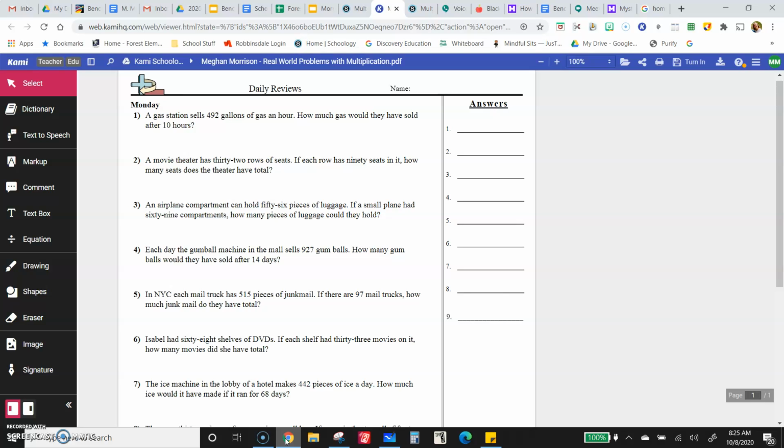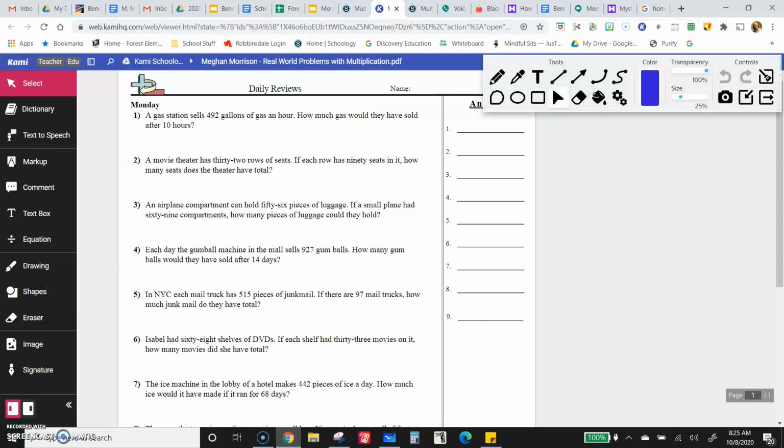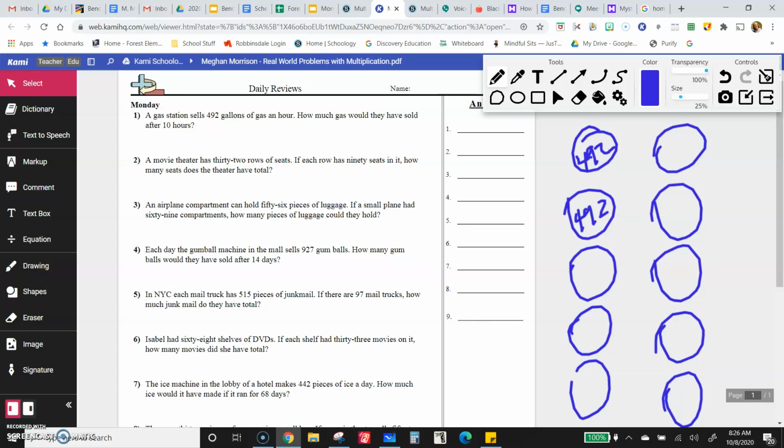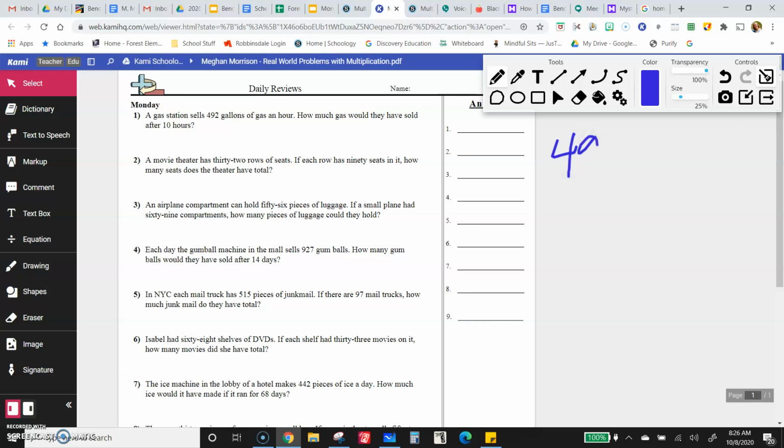A gas station sells 492 gallons of gas an hour. How much gas would they have sold after 10 hours? Okay, so we have equal groups. We have 10 hours. So we can think of each hour as a group. And do we know how many is in each group? Well, yes, we do. We have 492 gallons in each group, in this case, each hour. So then I could write that in each one. So then I know I can multiply to figure out how much that is. I can do 492 times 10.